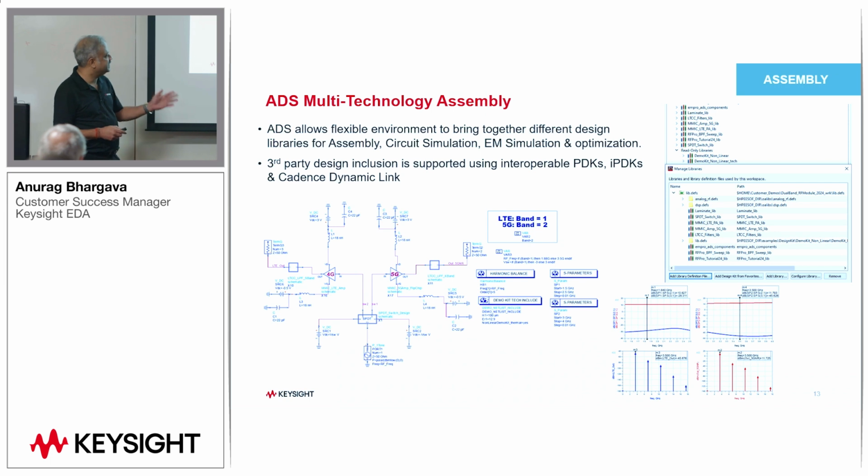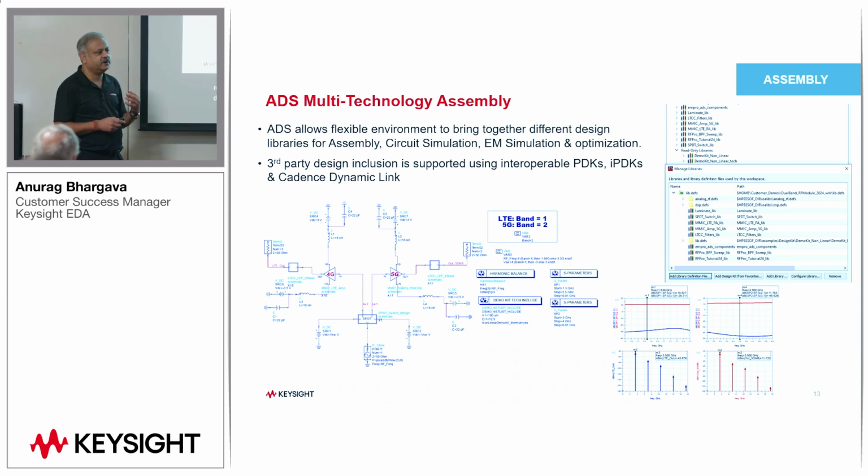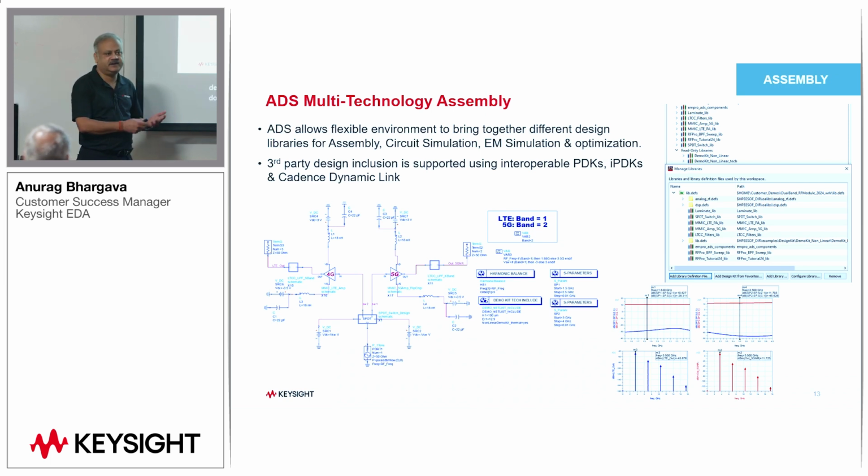If you're doing your IC designs in Cadence that you want to bring over to ADS so that you can combine it with ADS design, it can be easily done if you have interoperable PDKs, if you have iPDKs. Or if you don't have those, if you are working on native Virtuoso or Spectre PDK, you can use Cadence Dynamic Link, which we have had for many years now. And you can bring in all those IPs inside ADS, assemble all that, and then you can perform your linear, nonlinear, time domain simulations. So it makes it really very easy.